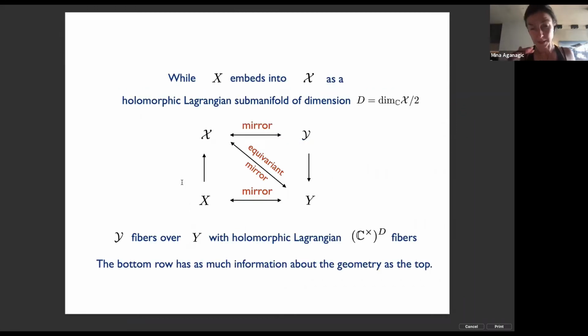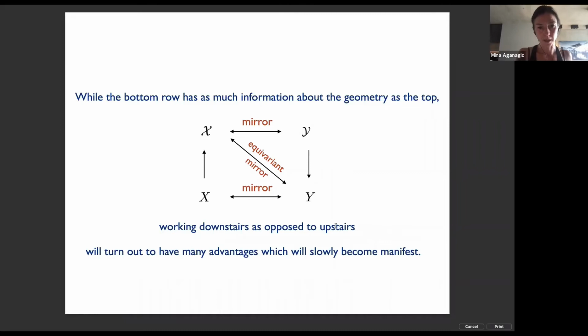Now, while the small x embeds into the big X as a holomorphic Lagrangian submanifold, the big Y fibers over the small y with holomorphic Lagrangian C star fibers. So the bottom row here has as much information about the geometry as the top, because we're working equivariantly with respect to the section. While they contain the same information, working downstairs as opposed to upstairs will turn out to have many advantages, which will slowly become manifest.